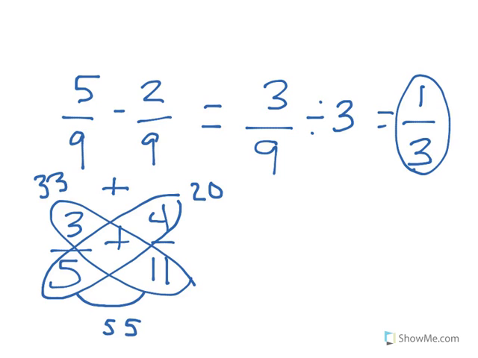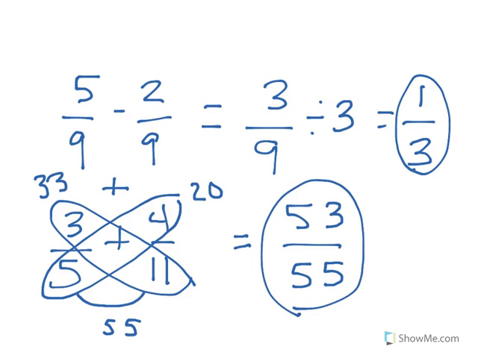Now, I'm going to say 33 plus 20 is 53, and I'm going to bring the denominator 55. Well, I know 53 is a prime number, so because of that, I know I'm done. You don't have to simplify anymore. And that's how you add and subtract fractions.